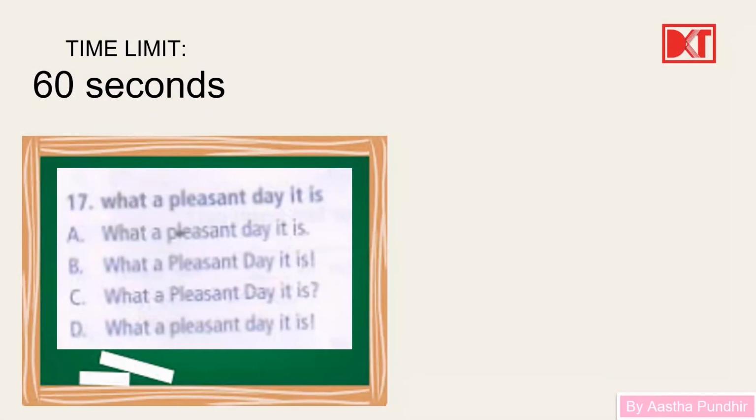So here, what a pleasant day it is. What is the word with which the sentence is starting? So W will be capital. Then what a pleasant day it is. Now, although it may seem like a question because it is starting with what, it's not. You have to be careful. This is an exclamation. What a pleasant day it is. Okay, you are enjoying the weather and exclaiming that it is a pleasant day, right? So the correct answer is D.